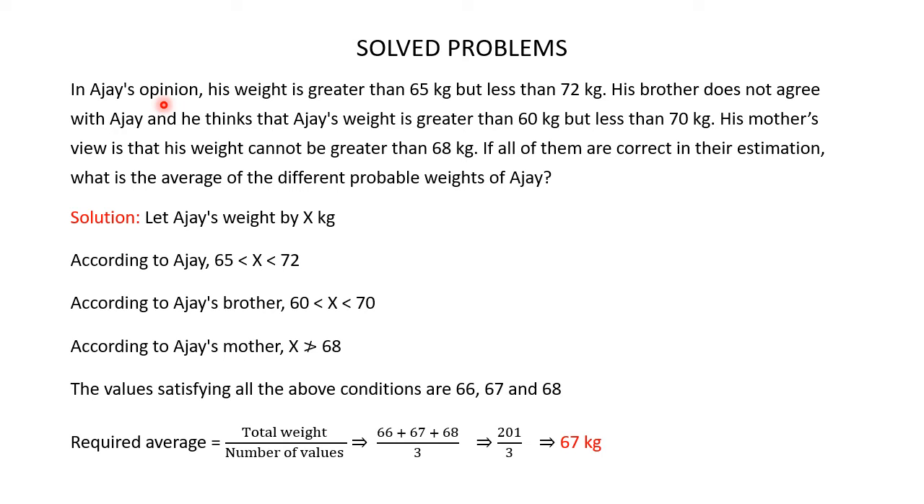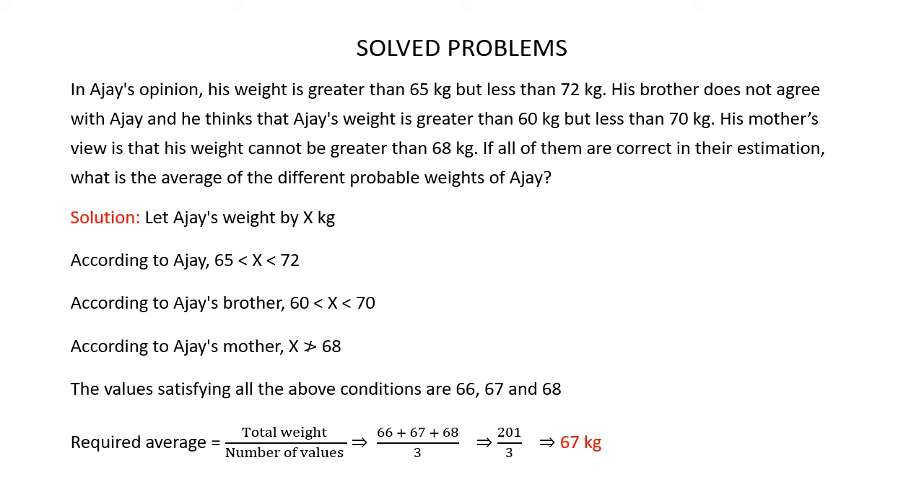In Ajay's opinion, his weight is greater than 65 kgs but less than 72 kgs. His brother does not agree with Ajay and he thinks that Ajay's weight is greater than 60 kgs but less than 70 kgs. His mother's view is that his weight cannot be greater than 68 kgs. If all of them are correct in their estimation, what is the average of the different probable weights of Ajay?